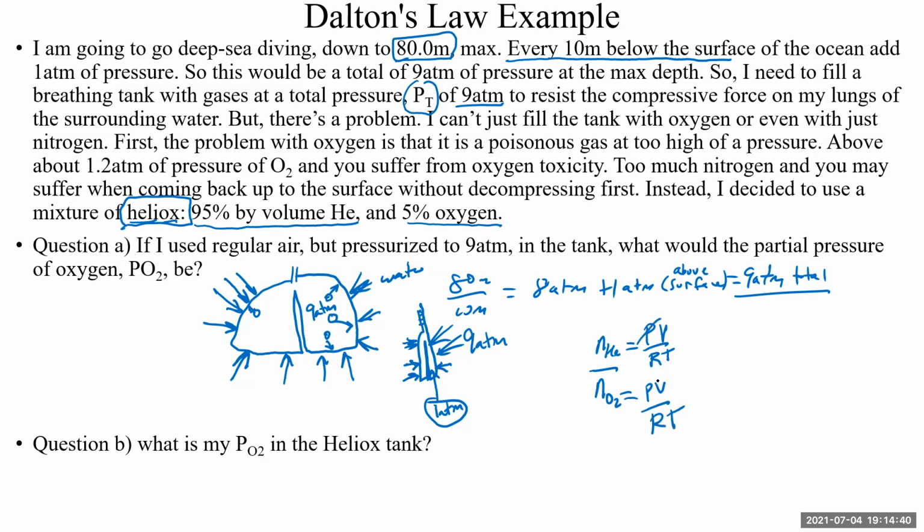Well, if the pressure is the same for both, and R is the same because that's a constant, and the temperature is the same, what do we have? Then that implies that the mole ratio of helium to oxygen is exactly the same as the volume ratio of helium to oxygen. So they're the same ratio. What that means is that 95% by volume is the same thing as saying 95% by moles. So we can trust that it is okay to use in our partial pressure expressions.